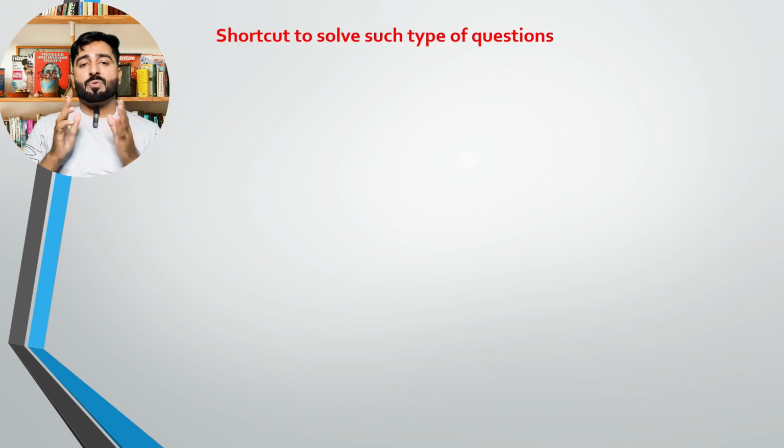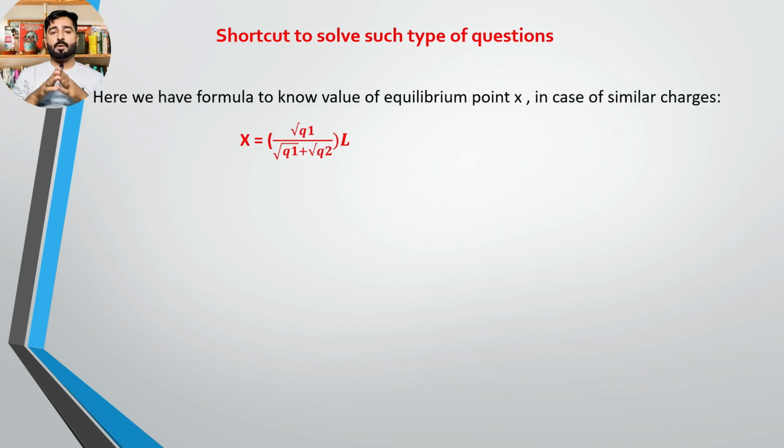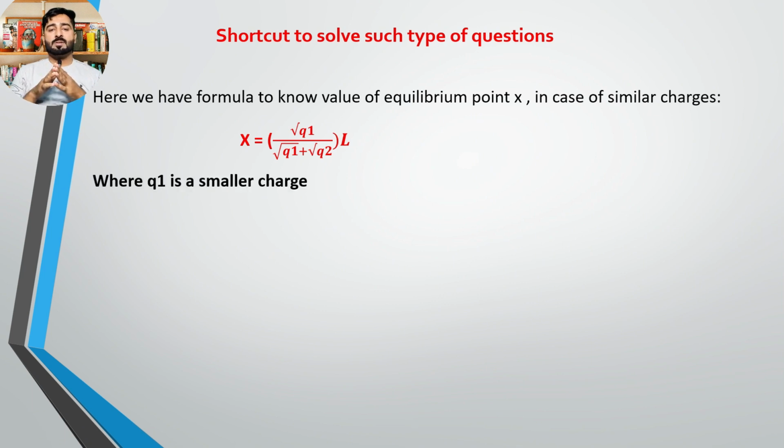We have a shortcut to solve such types of questions. Here we have a formula to know the value of the equilibrium point x in case of similar charges. x is equal to square root of q1 over square root of q1 plus square root of q2, into L, where q1 is the smaller charge.